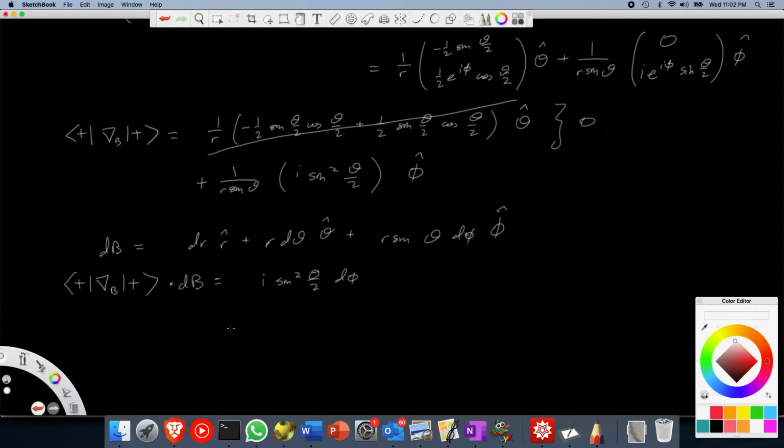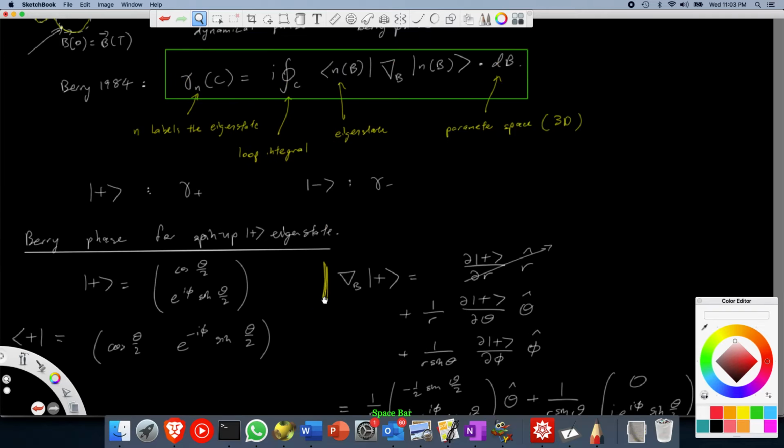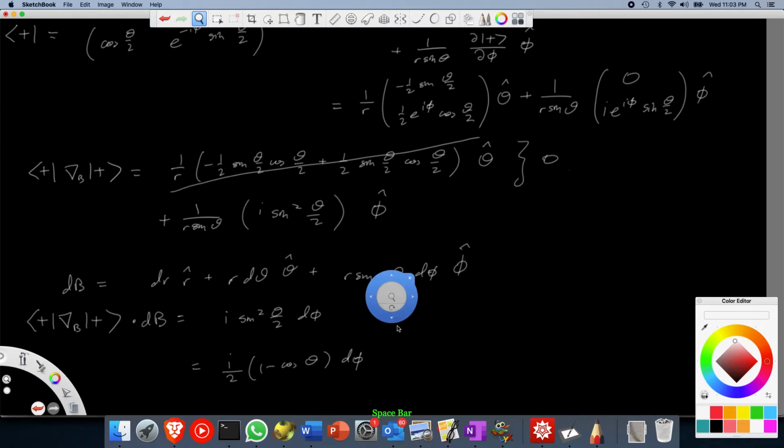Then we can express this in the double angle formula, for reasons you'll see later. So this can be expressed as i over 2 times 1 minus cosine theta d phi. Alright, so finally we now have this entire expression here. We need to take the integral and multiply by a factor of i.